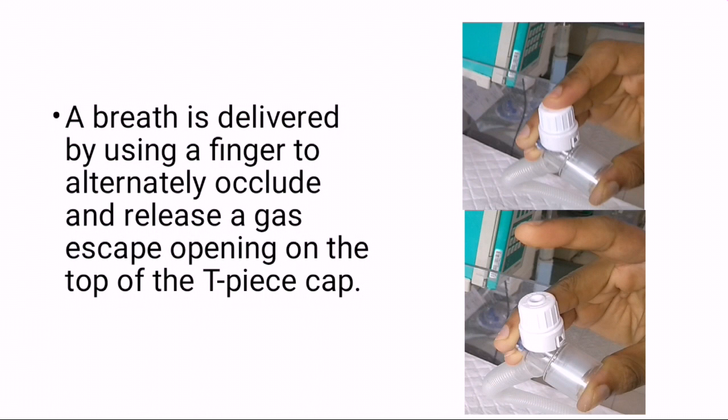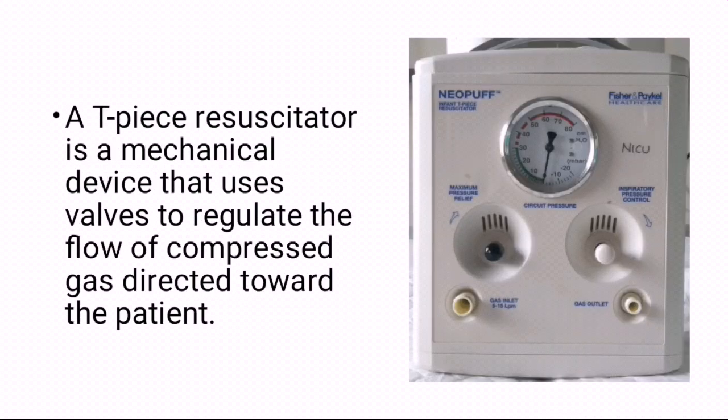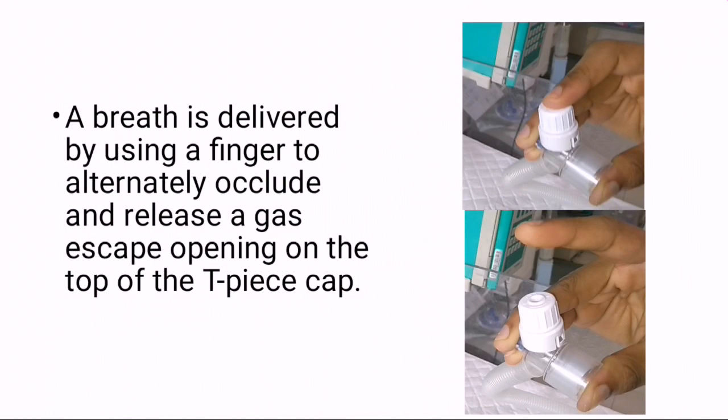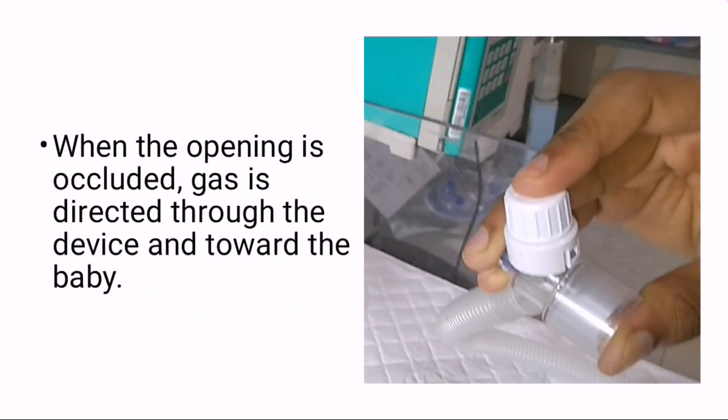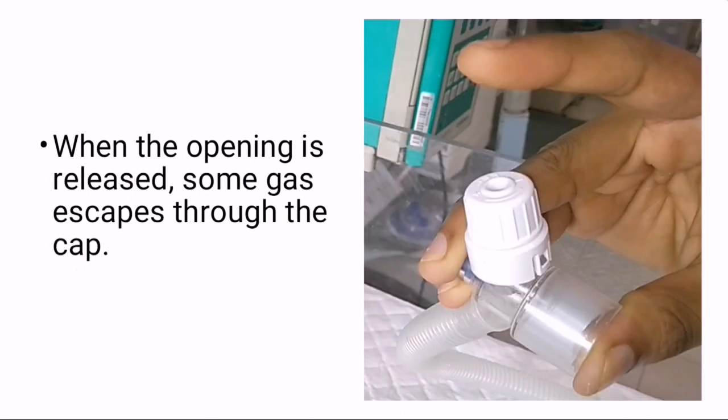So how do we use this T-piece? When we have connected it to the machine, what we do is occlude the cap and open the cap. When the opening is occluded, all the gas is directed towards the baby. When all the gas is coming towards the baby, it provides PIP. And when we open it, some gas escapes through this opening, so it provides the PEEP.